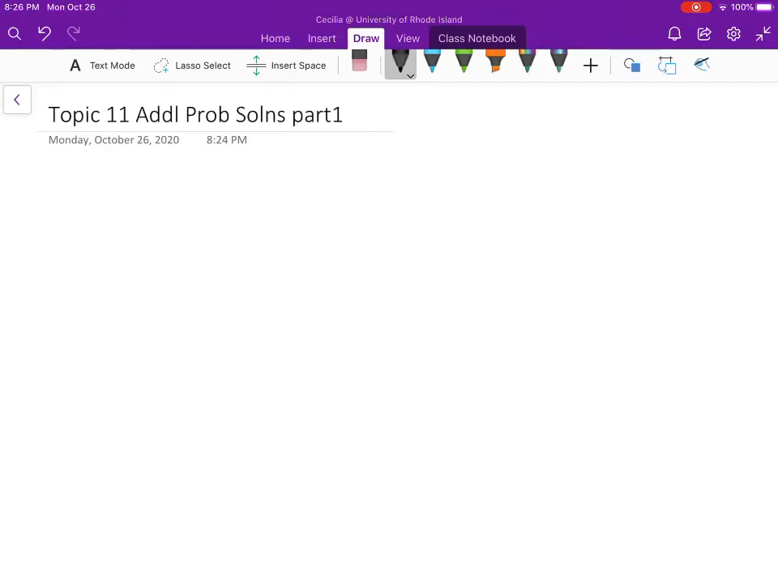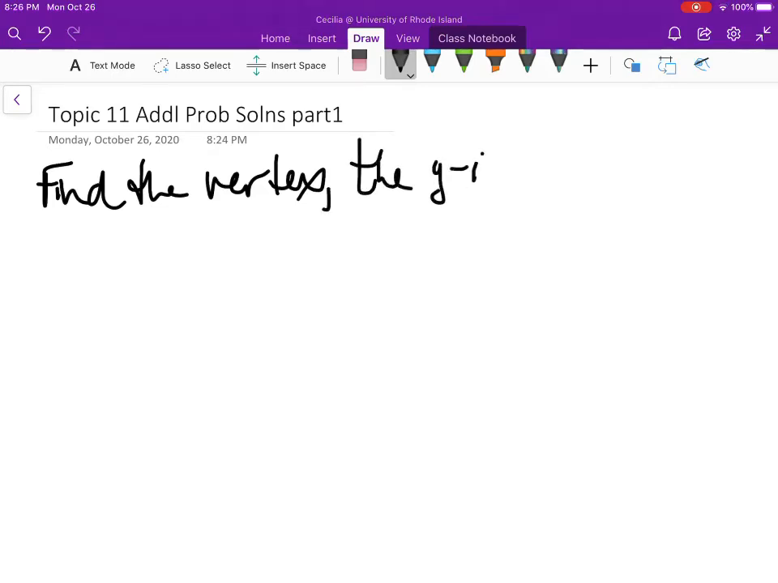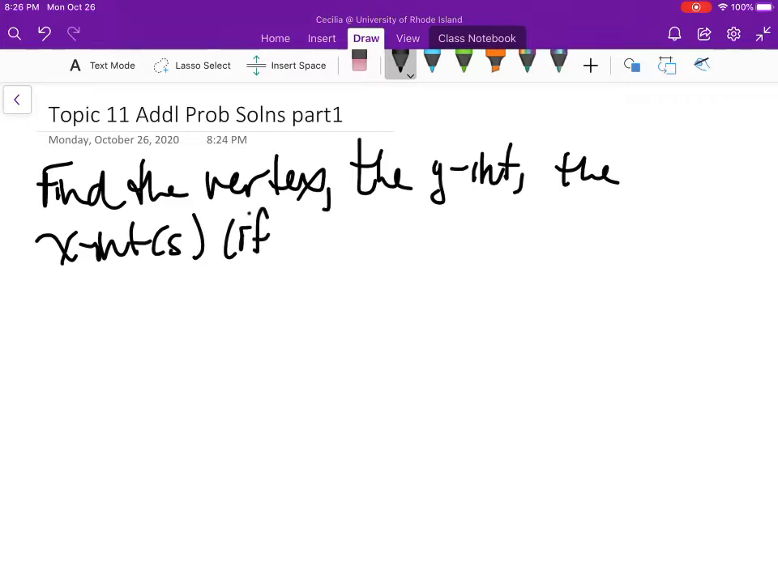This is going to be topic 11, additional product solution. So for the following functions, we are asked to find the vertex, the y-intercept, and the x-intercept, or intercepts, if any, and sketch the parabola.